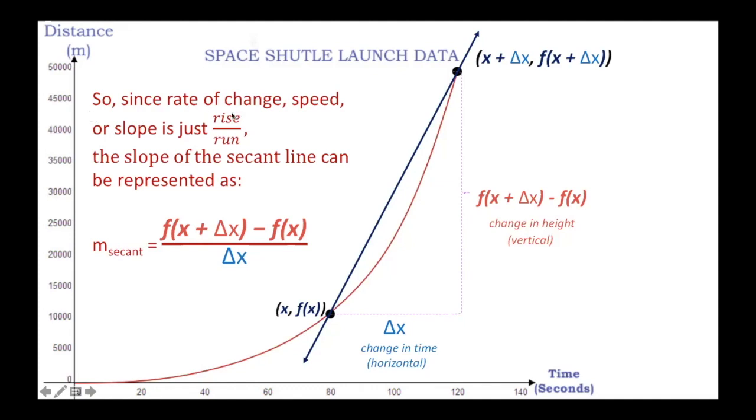So since rate of change, which can also be called speed, which can also be called slope, is just rise over run or vertical change over horizontal change, the slope of the secant line can be represented by this: f of x plus delta x minus f of x, all over delta x. Now, this might look pretty terrifying, but let me try to break it down here.